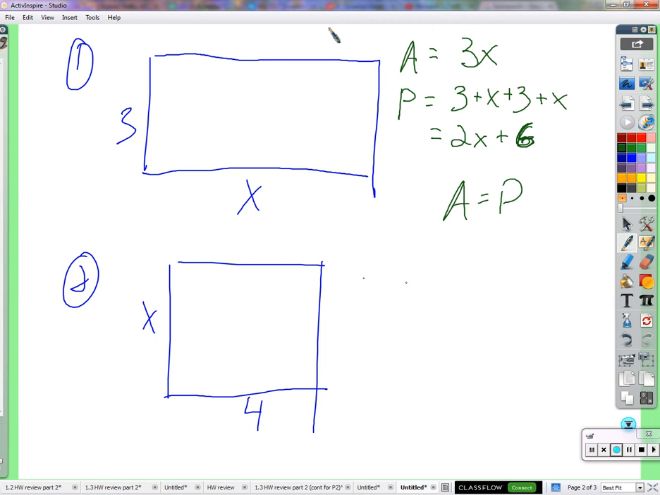This might seem like, Mr. Stewart, you have to tell me what the area is in order for me to figure out what x is, right? Or you have to tell me what the perimeter is for me to figure out what x is. If you told me one of those things, I would be able to figure out what x is, right? Agreed?